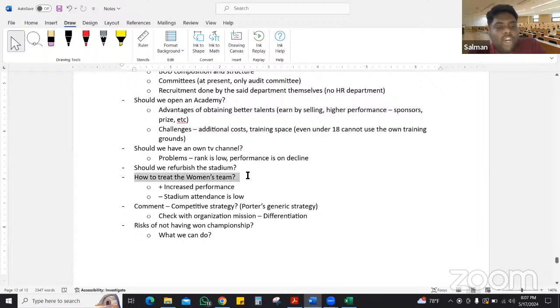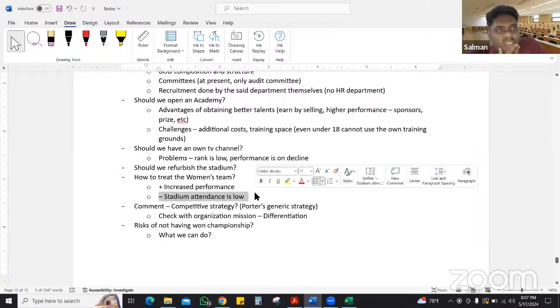How should we treat the women's team? How much resources should we allocate to the women's team? Their recent performance has increased a lot, so it's rational to invest more in them. But the stadium attendance of the women's team is only 3,000. So since the attendance is low, the income brought by the women's team is to be discussed. It's not all about financial income. Sometimes, having a good ranked women's team will also positively affect the club's reputation.